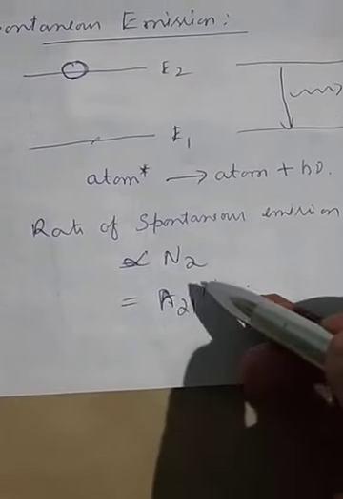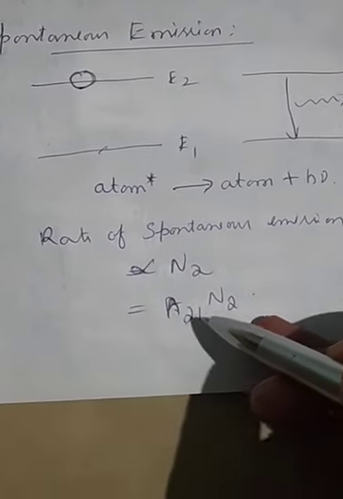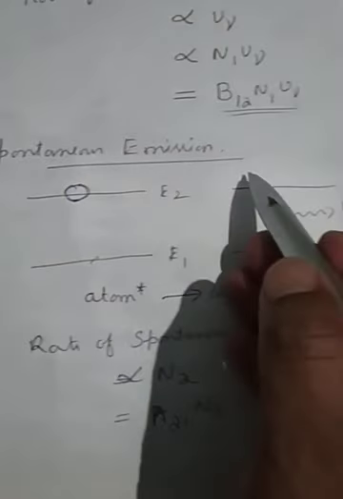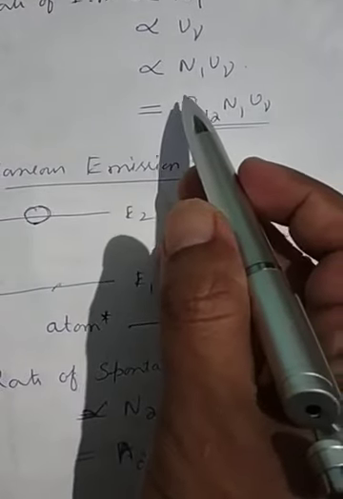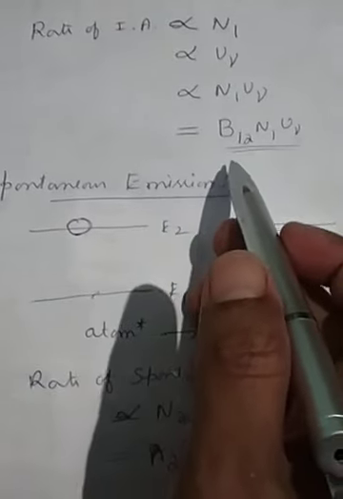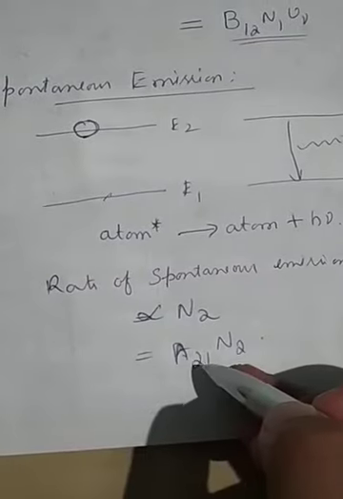The constant of proportionality is called A21. This is the Einstein coefficient for spontaneous emission. These coefficients are nothing but probability factors. What is the probability that this process will take place? That is given by these coefficients B12 and A21.